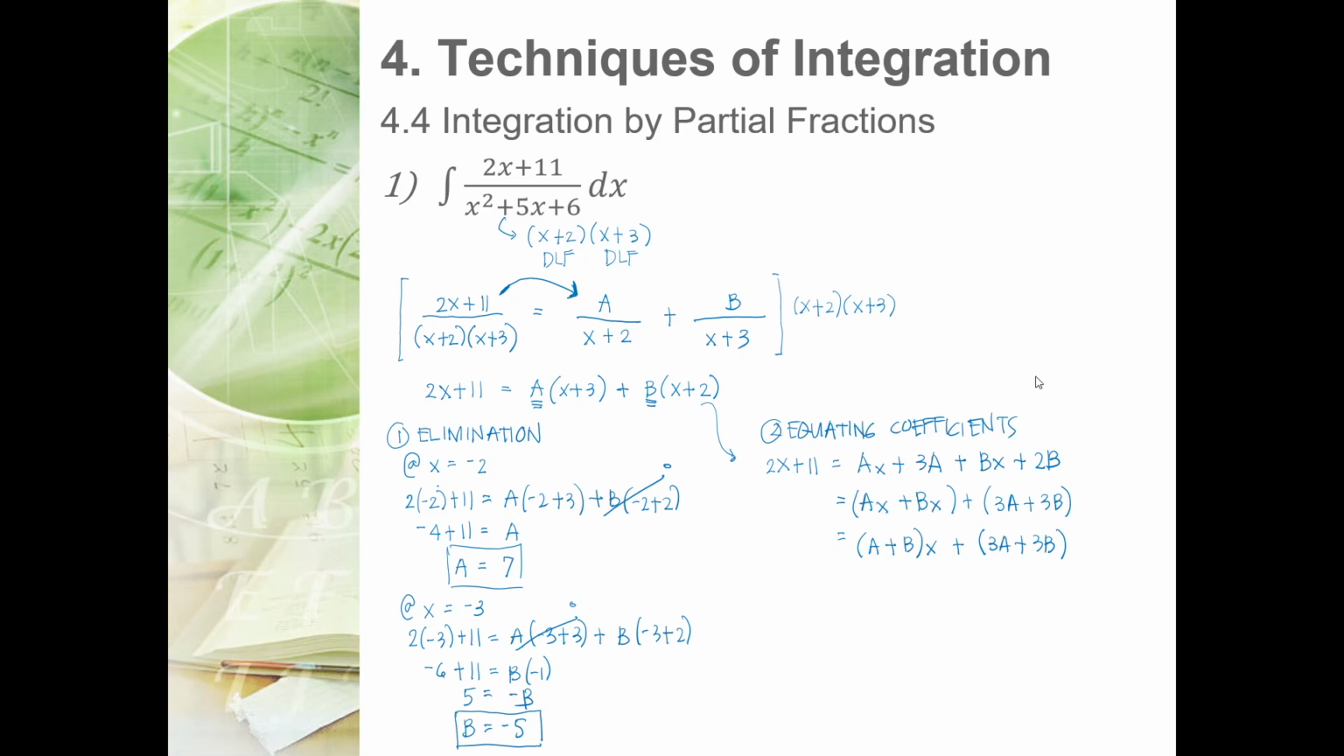Again, it's called equating coefficients because this is what we're going to do. The coefficient of x on the left side, we equate it to the coefficient on the right side of the equation. The constant on the left side, we equate it to the constant on the right side. That's why it's called equating coefficients. So for you not to be confused about your variables, just write it here as x, then this one is constant.